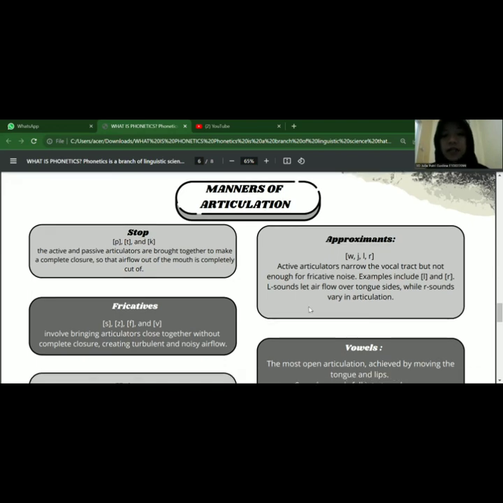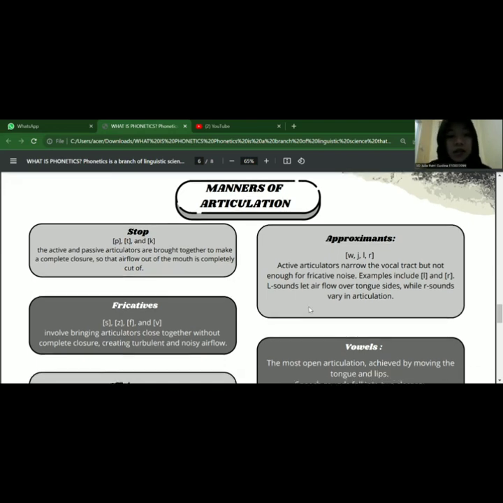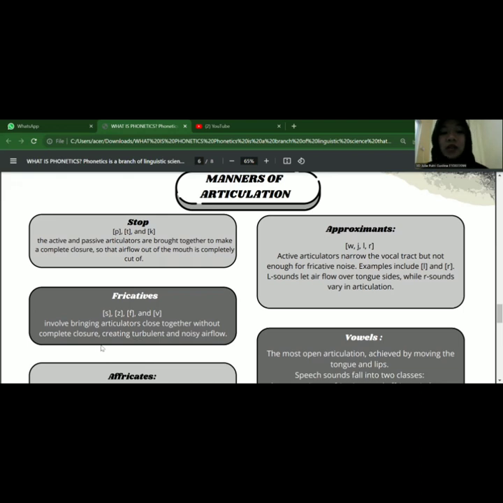And the fricative, involving bringing articulators close together without complete closure, creating turbulent and noisy airflow. The letters pronounced by the fricative are noisy, like s, like z, f. They are actually noisy sounds, like ice, like that, and yeah, it's like that.